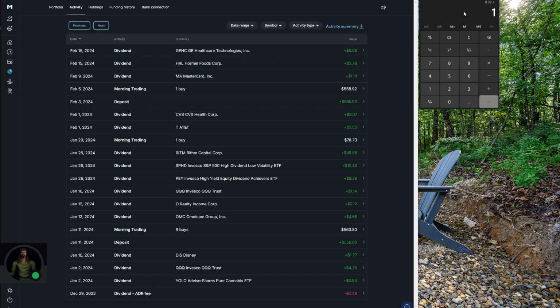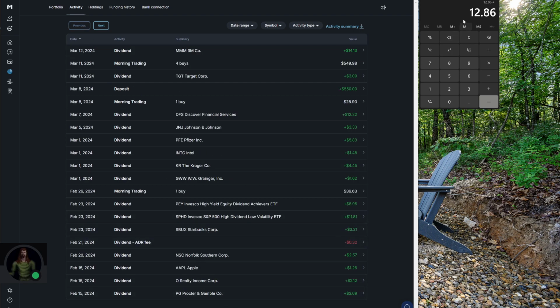And then after that, MasterCard gave me $1.10, $2.76 in Hormel, 8 cents in GE Healthcare, Procter & Gamble, $3.09. $2.12 in Realty Income, $1.26 in Apple, $2.57 in Norfolk Southern, and then a 32 cent reduction for ADR fee. Starbucks gave me $3.21. Not quite enough for a cup of coffee, but we'll get there. $11.81 from SPHD. I'll take that every day of the week. Absolutely.